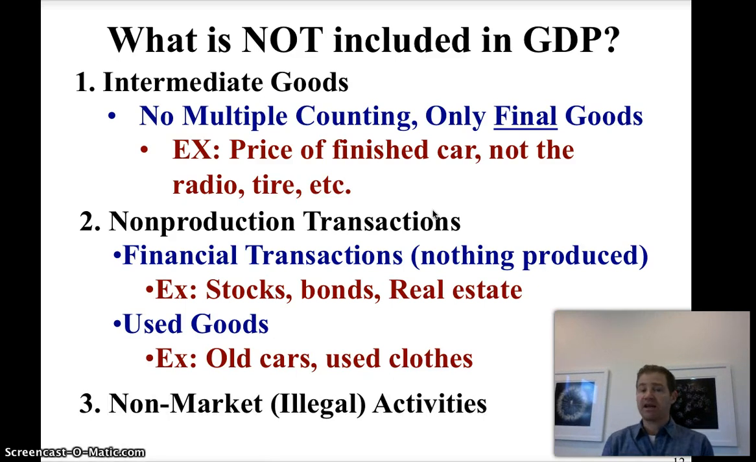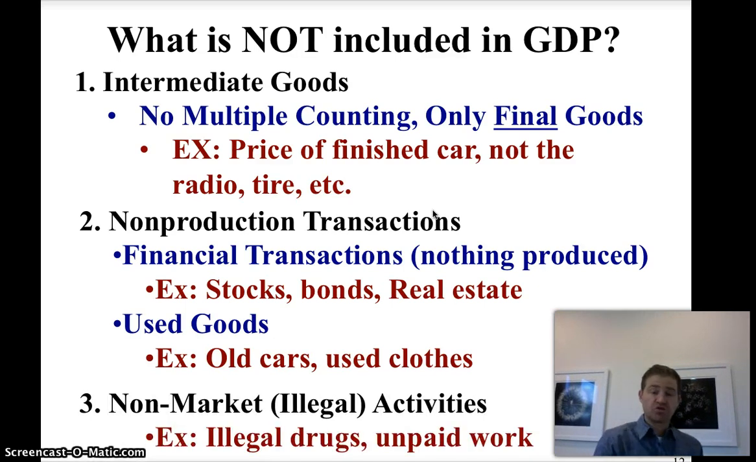And non-market activities: illegal drugs, gambling with your bookie, but also unpaid work. You know, housewives at home doing lots of unpaid work, stay-at-home dads, stay-at-home moms, fixing up their houses. That does not count towards GDP.